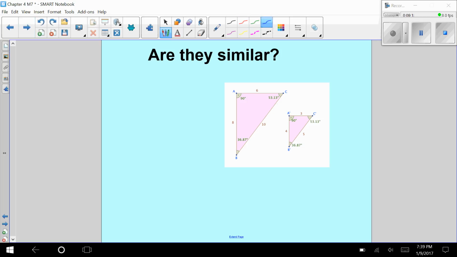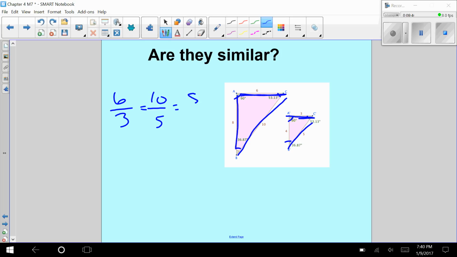All right, the first thing we check is angles. I've got 90 and 90. 53.13, 53.13, 36.87, 36.87. Angles match up. So now we try sides. 6 is the smallest side, so it goes with the smallest side, which is 3. 10 is the biggest, goes with 5 is the biggest. And 8 is the missing one, goes with 4.